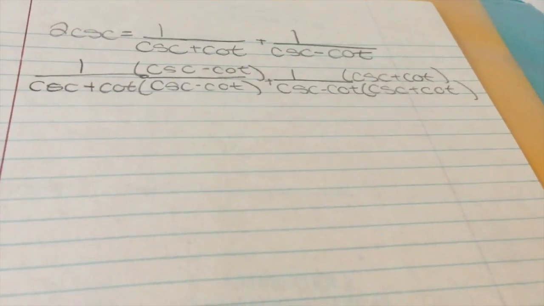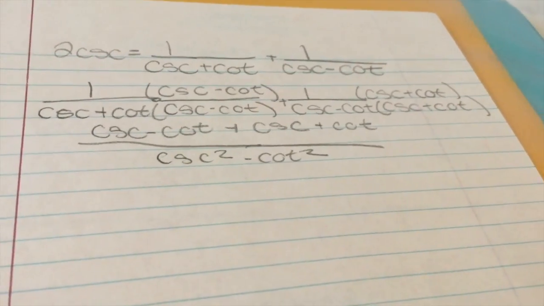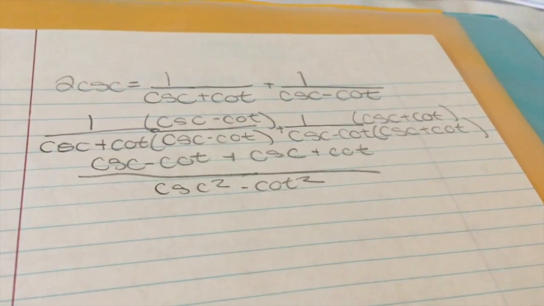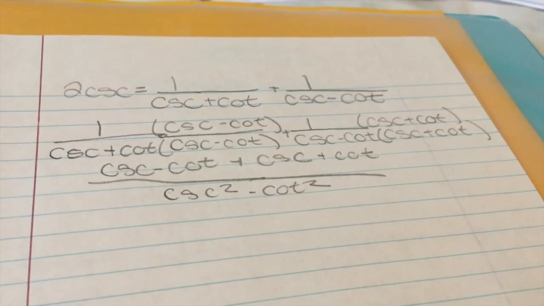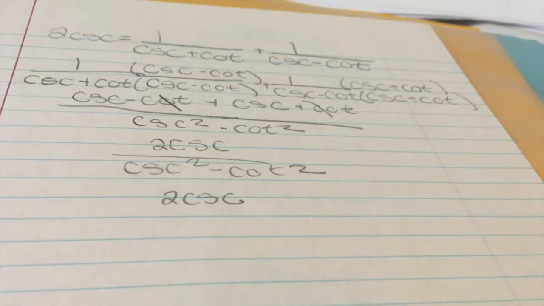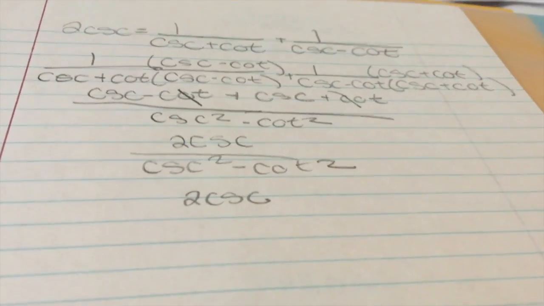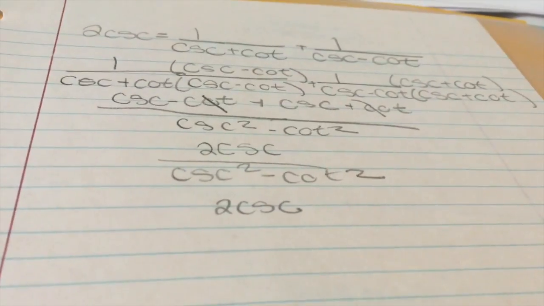That wasn't too shabby. Now we'll FOIL. Okay, so we just FOILed this problem. Now we're going to take it to the next step, and we're going to cancel out the cotangents. Our next step is to take a look at the Pythagorean identities, and we will indeed see that the answer is 2 cosecant.